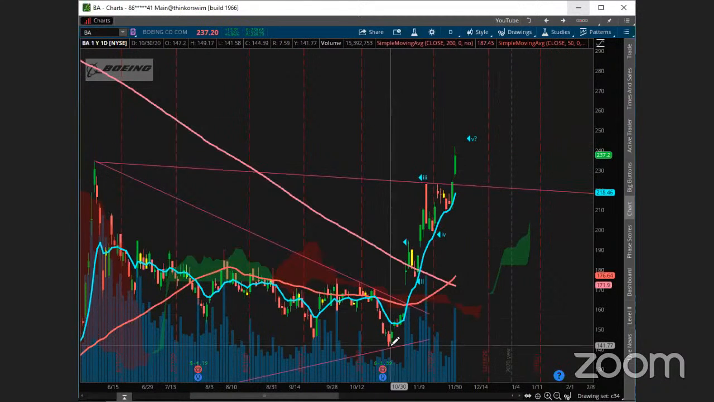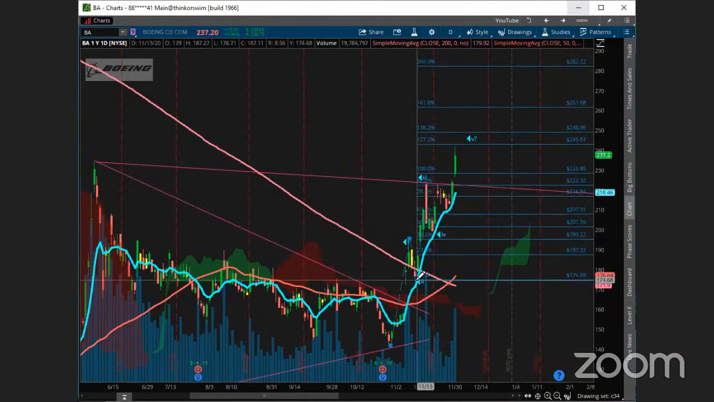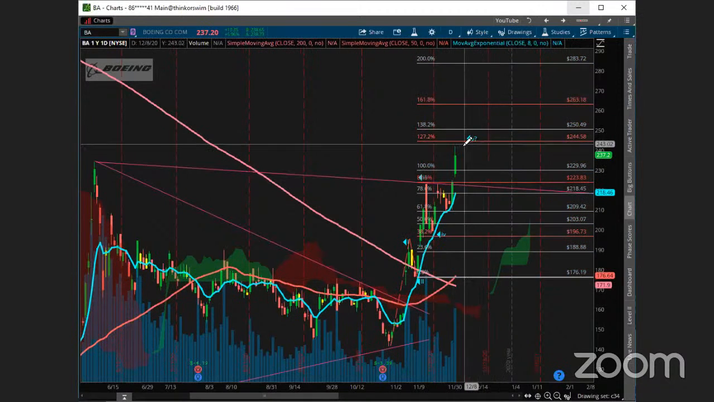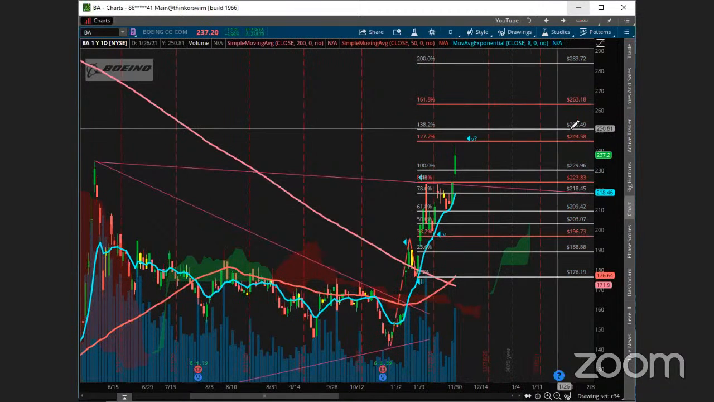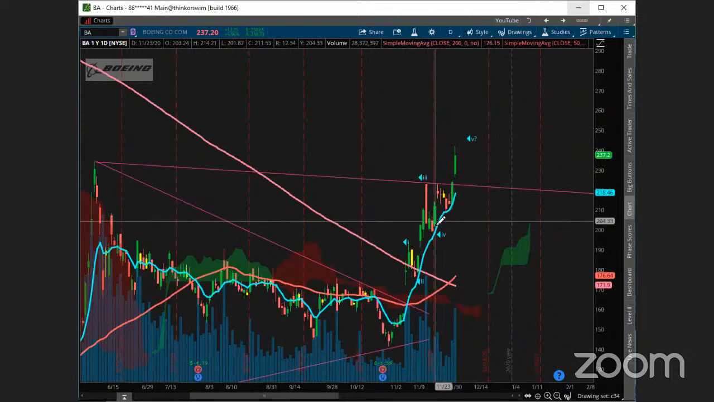So I'm kind of liking this move right here, the potential of this one on this pullback. If it does have more upside, let's see if we can get over the 382, the 250 level, and then we'll see if we can get up to that 260 area. So that's kind of the ideas that we're looking for on Boeing right now.